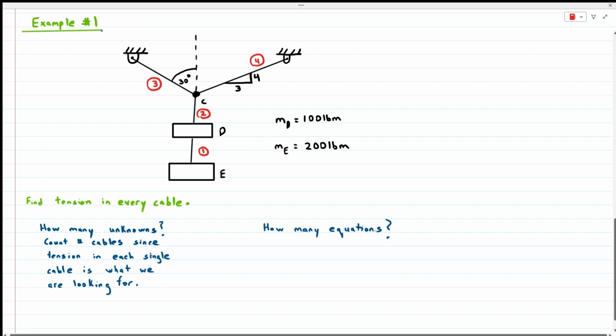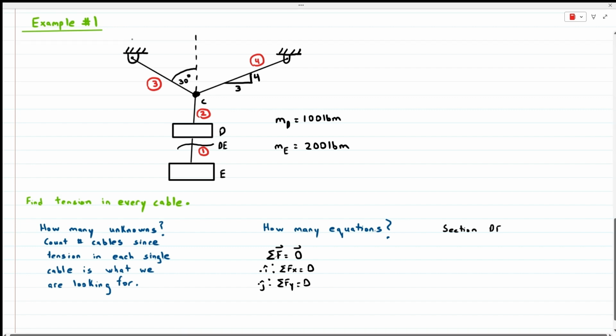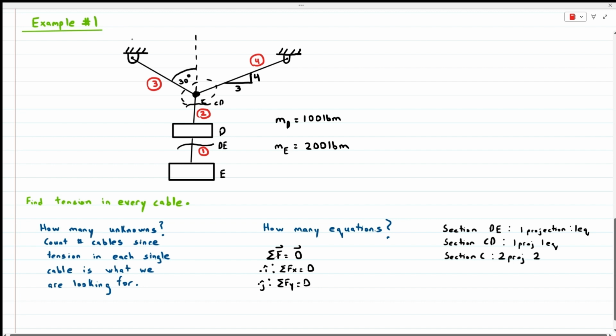Let's assess how many equations we have. We know that the sum of the forces must be equal to 0. This is a vector equation. We can break it down into its two scalar equations by projecting in the i and j directions. Looks like we have 2 equations, but we can repeatedly use Newton's second law with the static equilibrium assumption at different sections to get more and more equations. At section DE, we see we have 1 projection in the j direction. Same thing at section CD. What about at section C? If we make a circular cut at section C, we see we have 2 more unknowns, and we can project out those 2 unknowns into 2 equations.